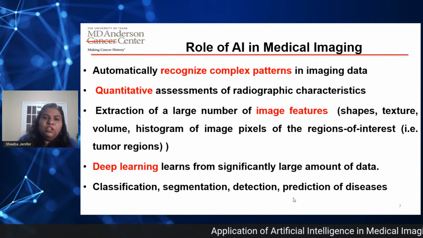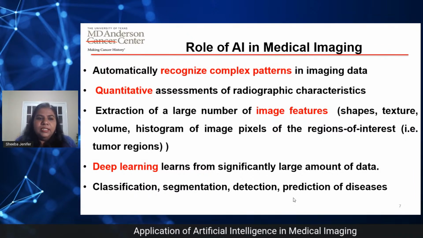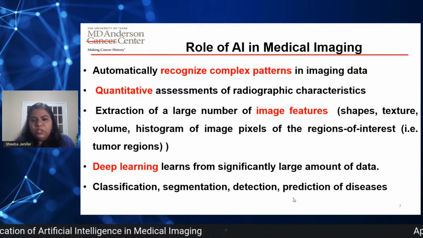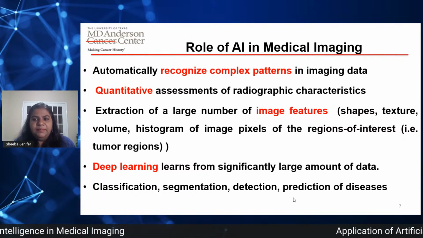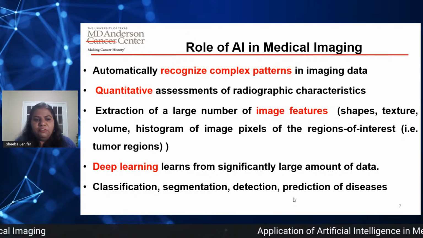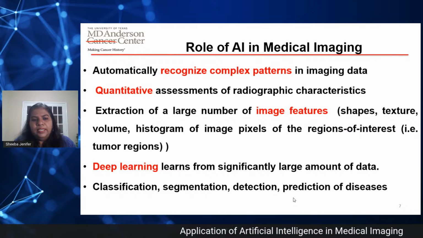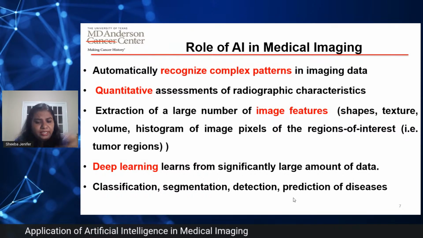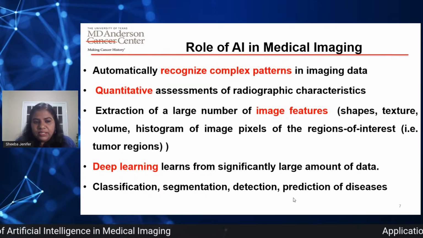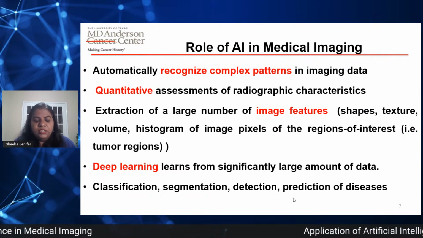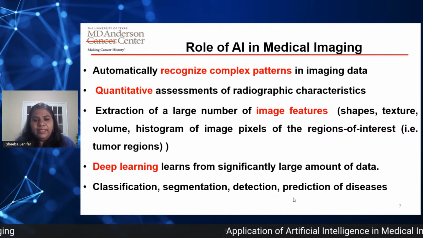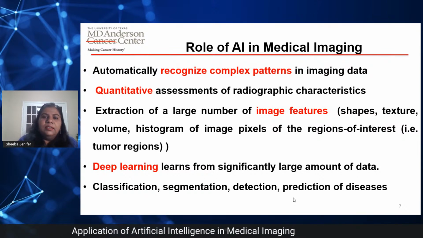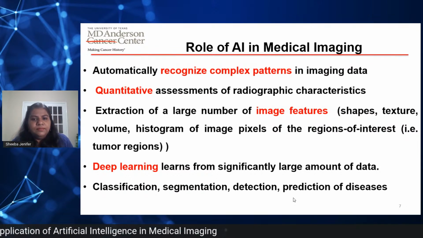The third important role of AI in medical imaging is that we can extract a large number of features. As I showed you in the previous pictures, there are shapes, textures, different volumes of tumors, and the distribution of contrast in each of the pixels. Or you can even specify some regions of interest. For example, if you want to concentrate on just the tumor region, how can we extract these features from those images? So we need automated systems to do this.